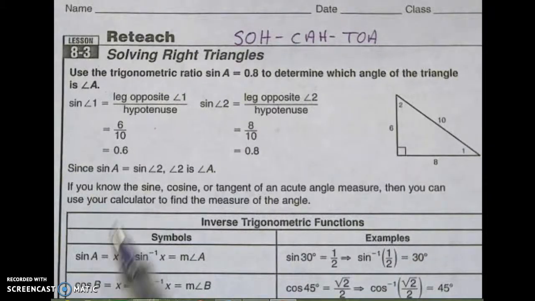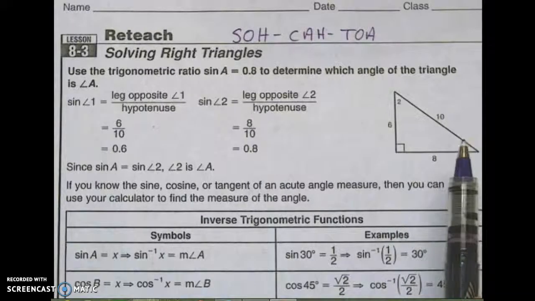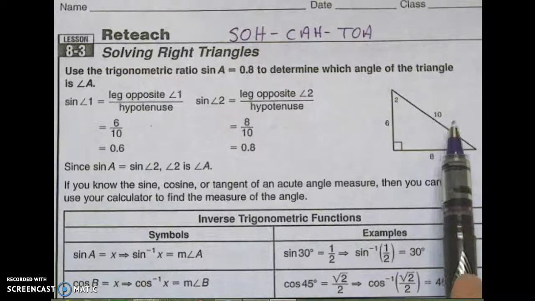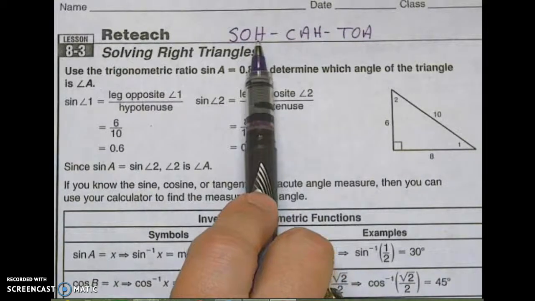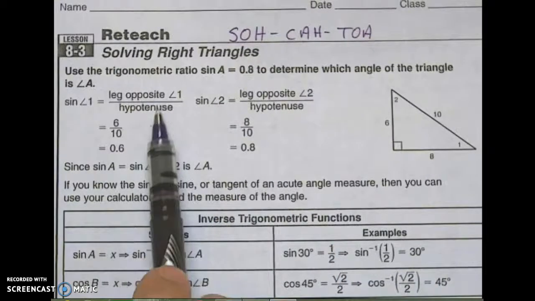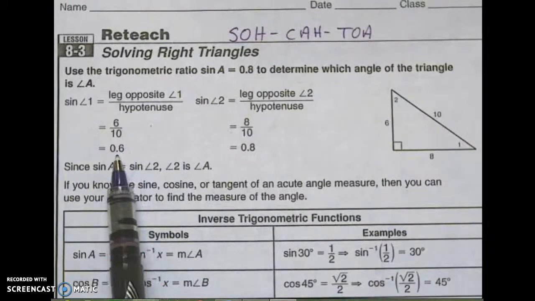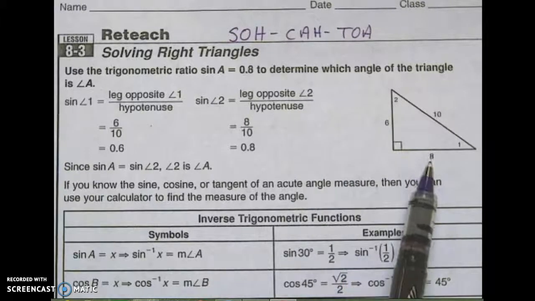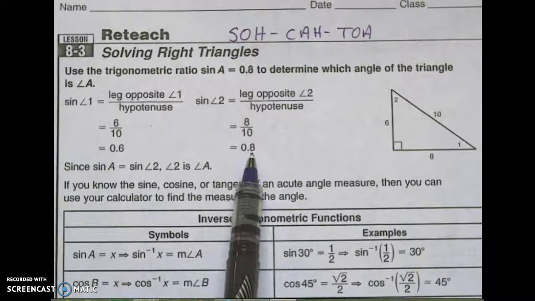If we're looking at the trig ratio here for the example that they've given us, a right triangle with legs 6 and 8 and a hypotenuse of 10, with angle 1 and angle 2, if we want the sine of angle 1, we're looking at the opposite to the hypotenuse, so I'm looking at 6 over 10, and as a decimal that's 0.6. If I want the sine of angle 2, I want the opposite side to angle 2, which is my 8 over my hypotenuse 10, 8/10, 0.8.